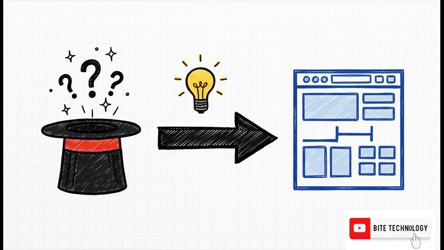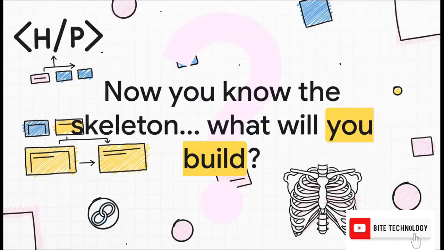And that's really the coolest part of all this. What might have looked like a bunch of complicated nonsense before, well, now it's a blueprint. You've literally just pulled back the curtain on how the entire internet is built. It's not some big mystery anymore. So, that really just leaves us with one last question. Now that you know the skeleton, now that you have the blueprint for the entire web, what are you going to build?